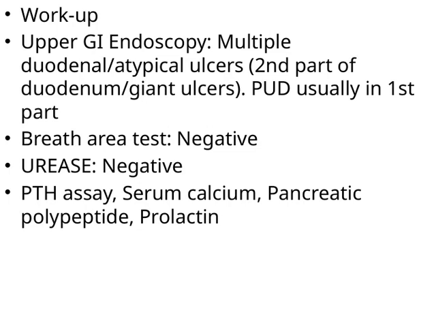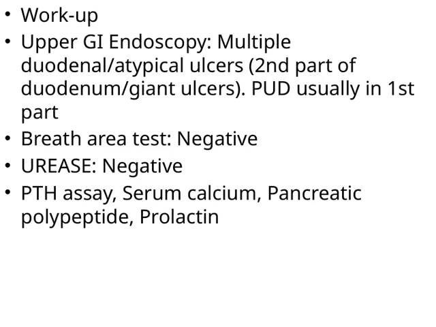Let's go through the workup step by step. First, an upper GI endoscopy was performed, which revealed multiple ulcers in the duodenum and some atypical or giant ulcers located in the second part of the duodenum. It's interesting to note that peptic ulcer disease, or PUD, typically affects the first part of the duodenum, so these findings are somewhat unusual. Next, we have the breath test, which came back negative, indicating that there's no active Helicobacter pylori infection, a common cause of ulcers.